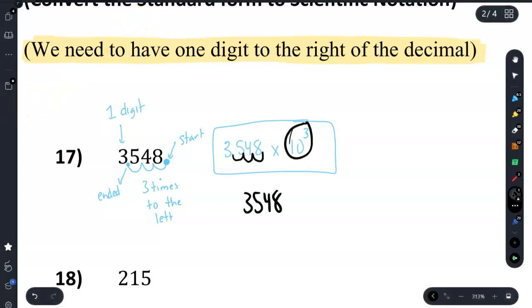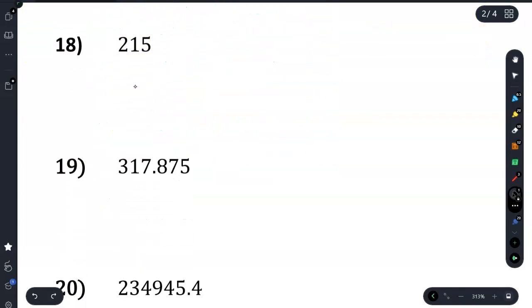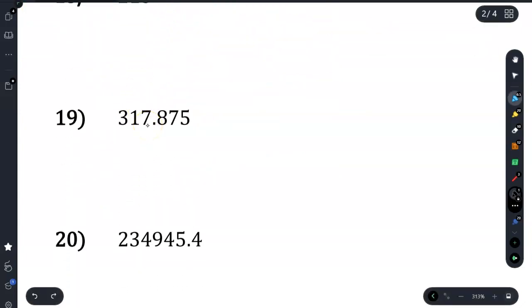So that's how I think of it. Sometimes I double check myself by working backwards. For some reason, my mind works better going from scientific notation to standard notation. And in this case, we're just taking standard notation and going to scientific notation. So let's look at number 19.